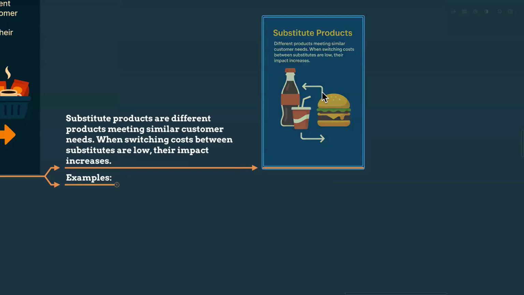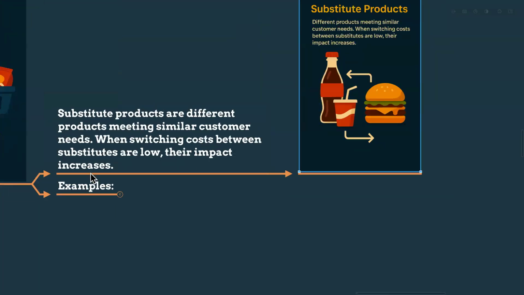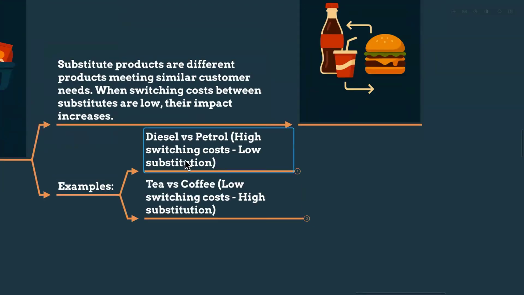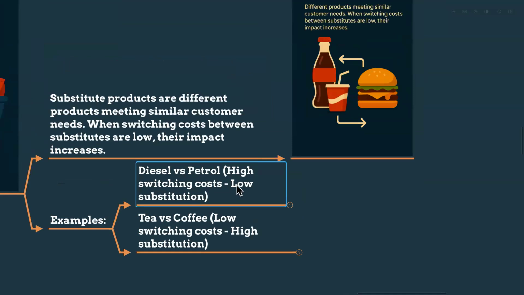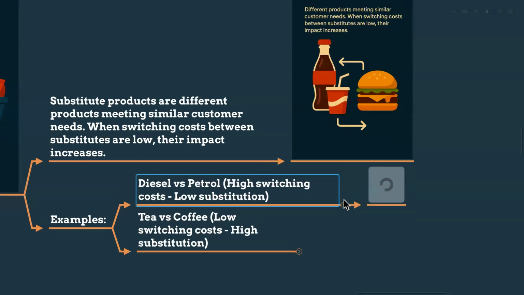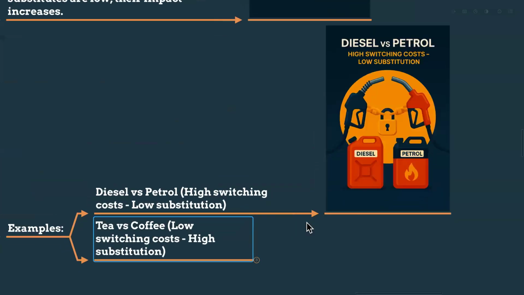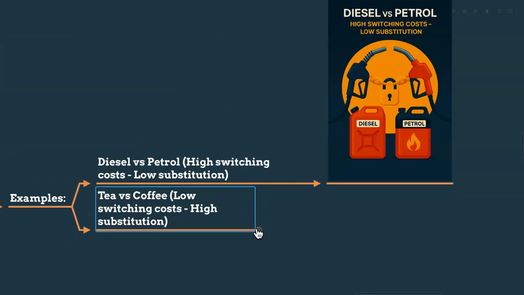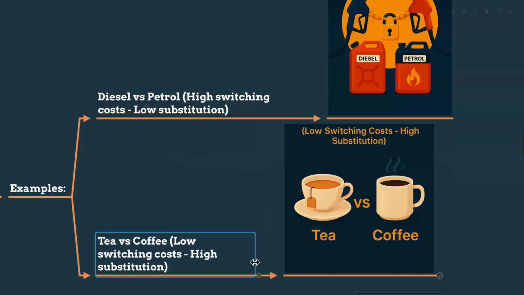So I'll give you examples, right? Some examples are here. Diesel versus petrol. It's a high switching cost because substitution is low, right? The high switching cost is there. As well as tea versus coffee. It's a low switching cost, right? So the substitution is high.